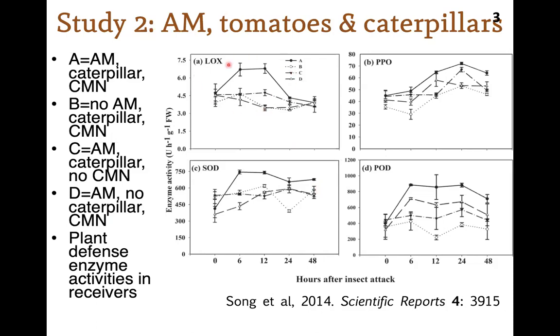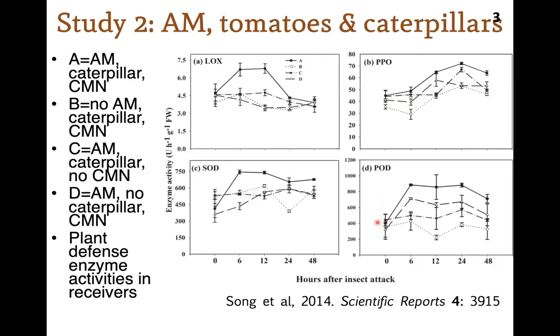So in A, for example, the LOX, what they're measuring here is this is the number of hours after insect attack. And so at the 6 and the 12-hour time points is a pretty convincing response when you have herbivory and a common mycorrhizal network. You don't really see much change for any of the other treatments. A little bit the same for C, but in B and D, it's less convincing that there's any particular response.